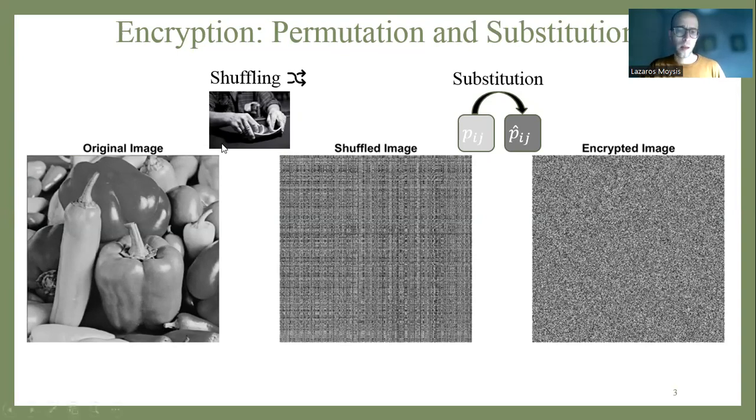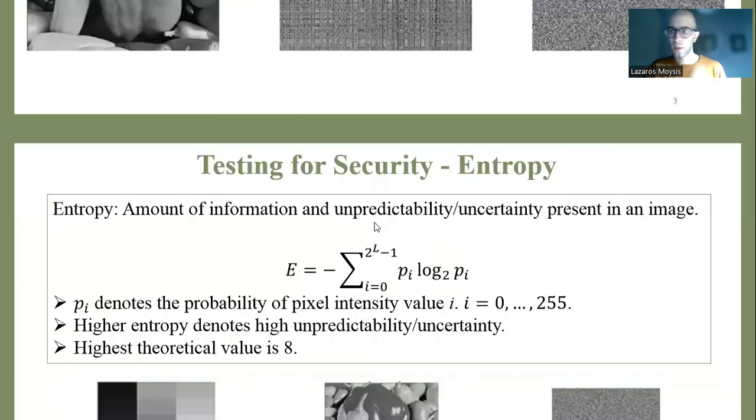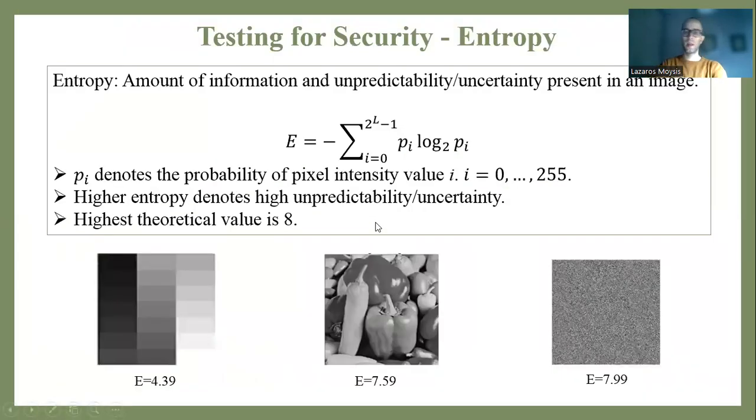statistical tests. Now, regarding entropy, as we discussed in our previous video, it's basically a measure of unpredictability or uncertainty, if you like, in a time series. Of course, in this situation, the time series is the image, and the highest possible value is around 8. So basically, in an encrypted image, we want the entropy to be as high as possible, close to the theoretical value. Usually it's 7.999 and something else.